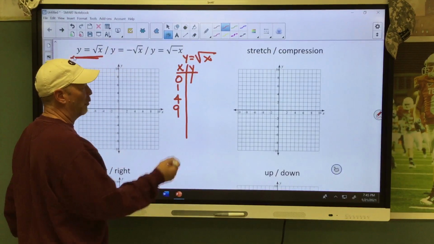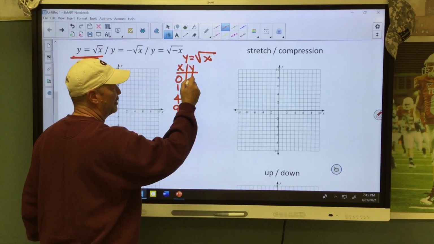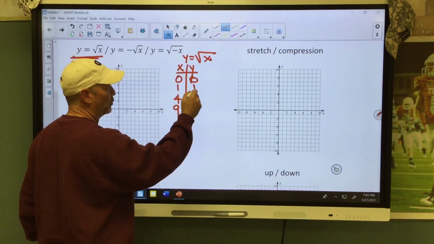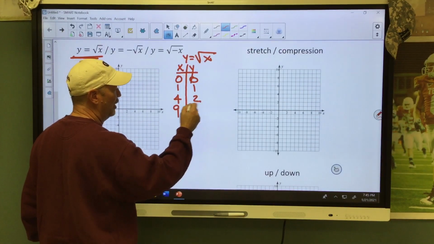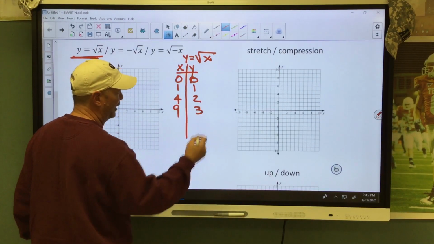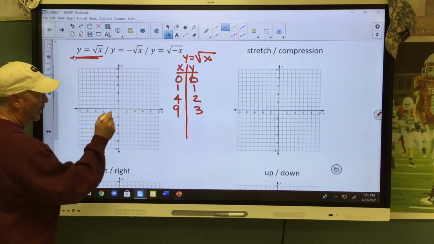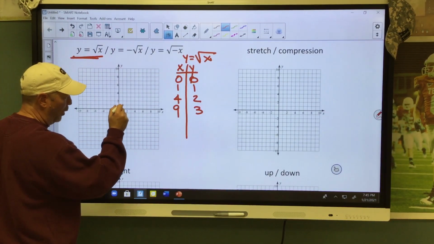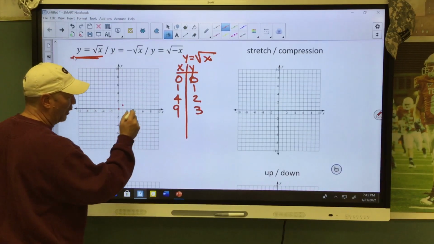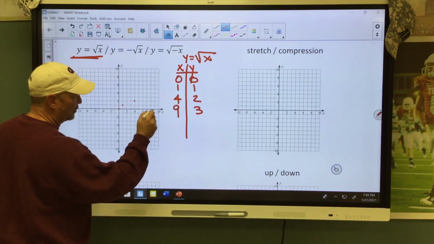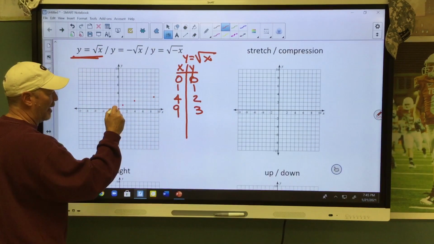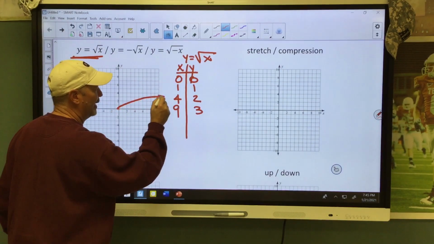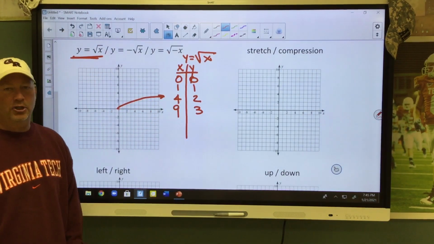Okay? And we're going to say the square root of 0 is 0. The square root of 1 is 1. The square root of 4 is 2. And the square root of 9 is 3. So when we plot these points, we're going to be at 0, 0, the origin, 1, 1, 4, 2, and 9, 3. So we're going to have a little graph that looks like that. And that's our parent function.